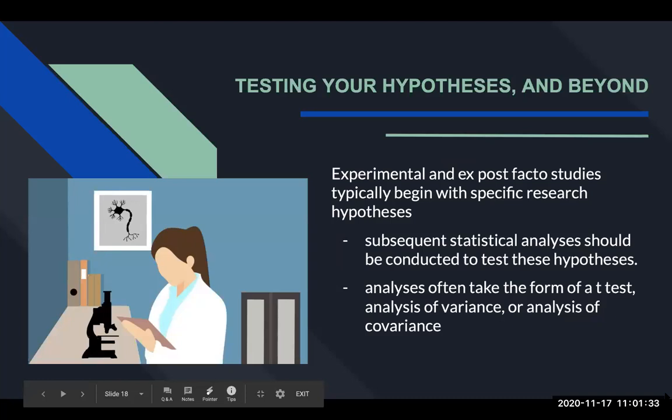Testing your hypotheses and beyond. Experimental and ex post facto studies typically begin with specific research hypotheses, so subsequent statistical analyses should be conducted to test these hypotheses, and analyses often take the form of a t-test, analysis of variance, or analysis of covariance.